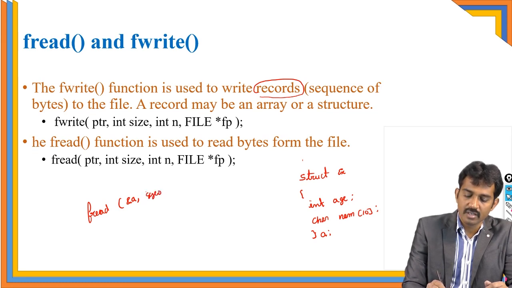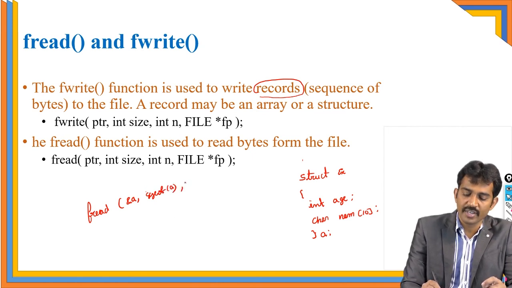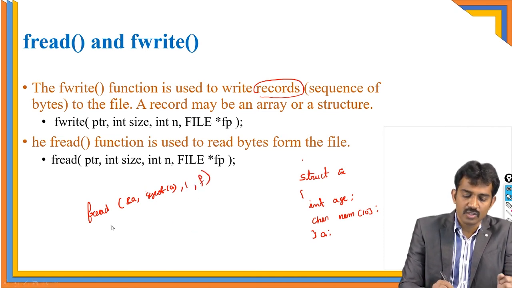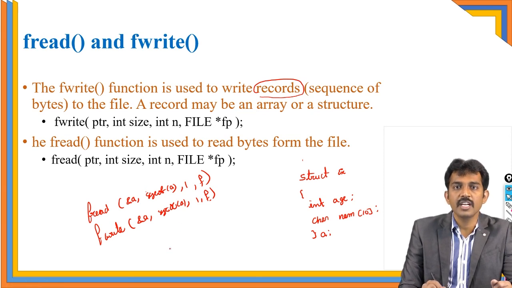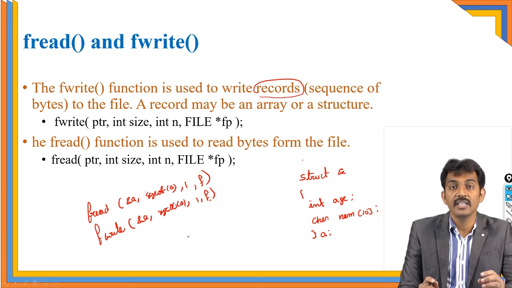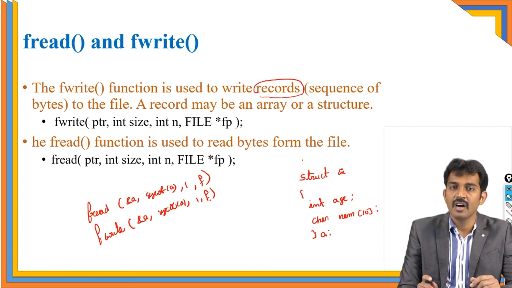Size of A, comma, what is n here? N means how many records you are going to write: one time, one record. And what is the file pointer? F, that's all. It writes the data. So you just use the same thing here for writing also: fwrite of ampersand A and sizeof A, 1, comma F. This is the statement you use for writing and reading data from the file in terms of structures. Most real-time projects are based on structures only, so try to practice it. In the problem solving, I will explain with a clear-cut example.